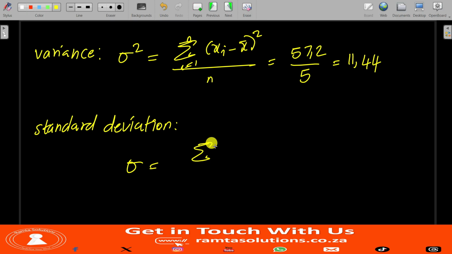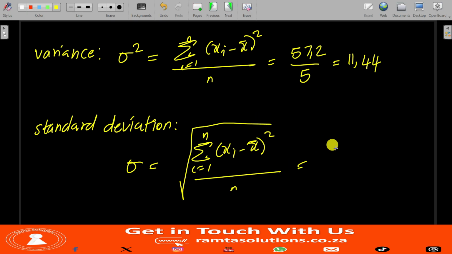right? Let's write the formula first. It's important. The square root of the sum from i equals 1 of the squared differences, all over n. So what is this? This is 57.2 all over 5. So what do we get? The square root of the previous answer we got. What is this? It is 3.38. So the standard deviation is 3.38.